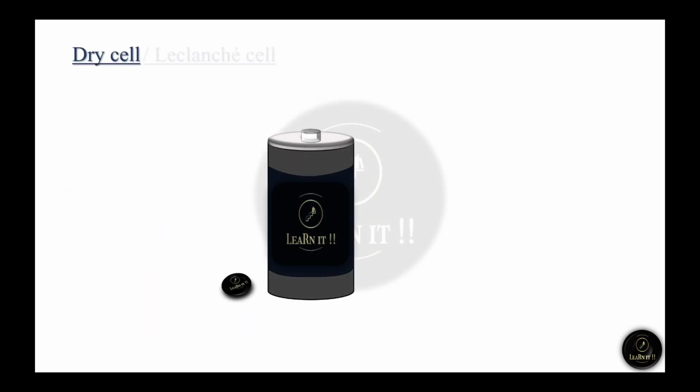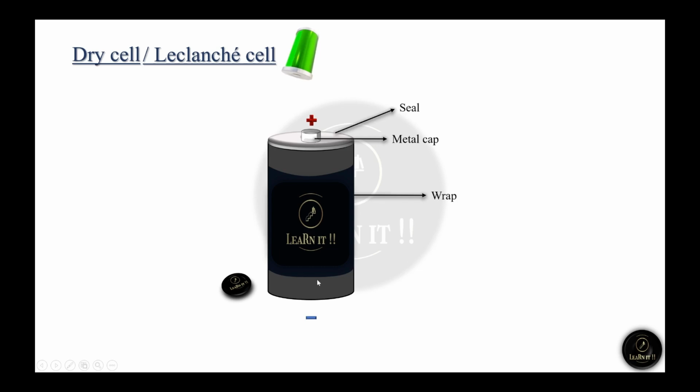So dry cell is also called as Leclanche cell. It consists of positive and negative terminals, and in the positive terminal there is a metal cap and a seal, and a wrap is surrounding the Leclanche cell. On this wrap we can see the branding, the manufacturer, the manufacturing place and the condition of operation.